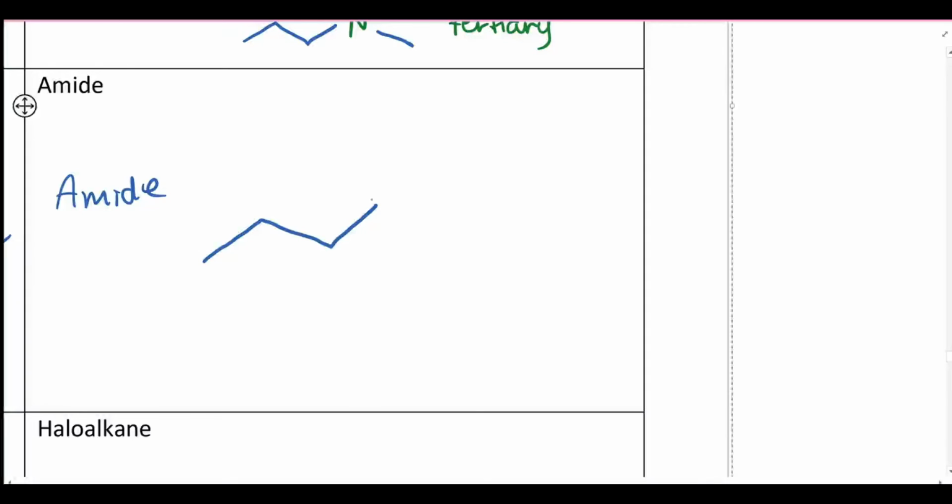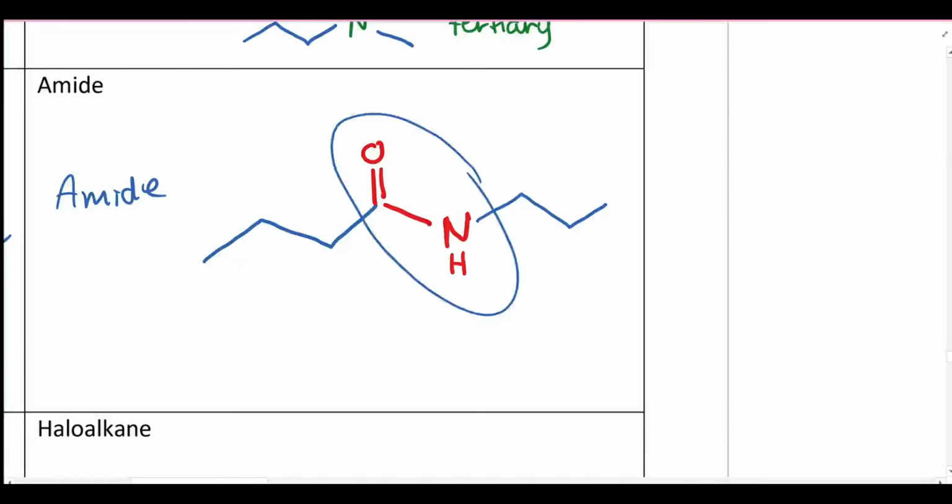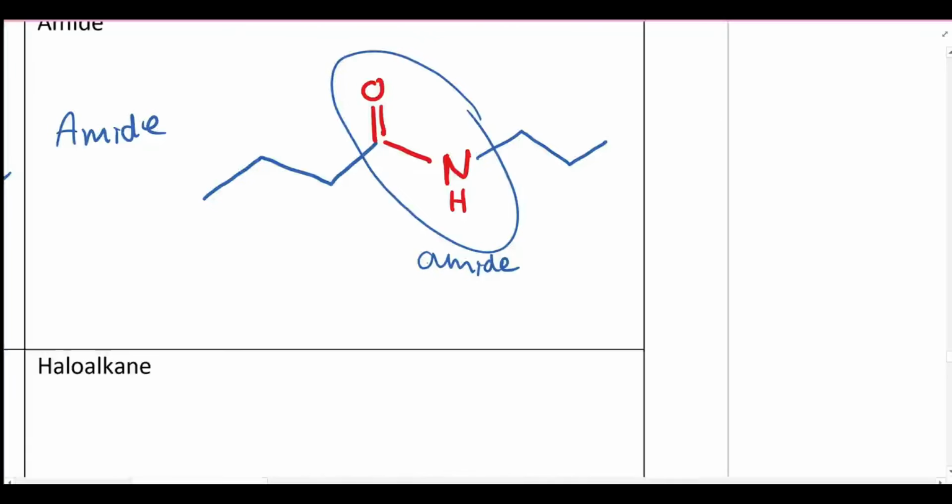I have a double bonded oxygen, nitrogen, and a hydrogen, and then we can have another carbon molecule attached to it. Okay, so this whole thing here is called the amide. And you'll see this quite a bit in protein.